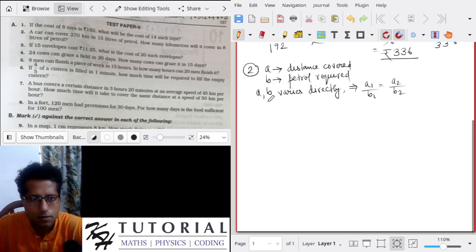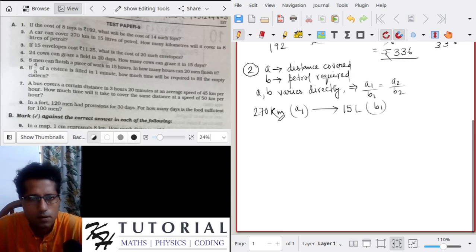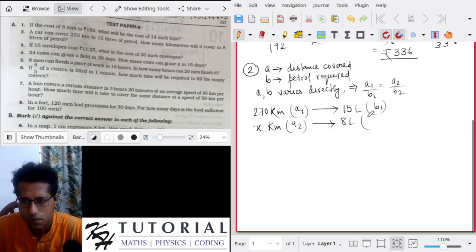Okay, so it says that the car covers 270 kilometers. Let's say this is A1, covered in 15 liters of petrol. Let's say this is B1. Now it is asking how many kilometers it will cover in 8 liters of petrol. Let's say the car covers X kilometers. This will be A2, in 8 liters of petrol. So this will be B2. Now we can say that the ratio remains constant, using the formula A1 by B1 equals A2 by B2. We can say that 270 by 15 will be equal to X by 8.